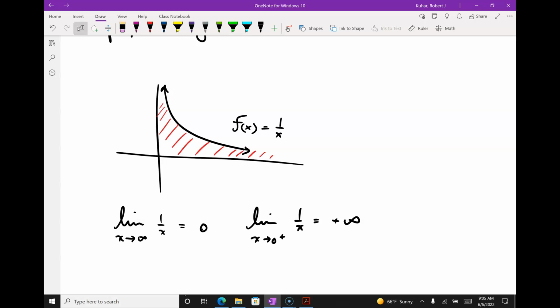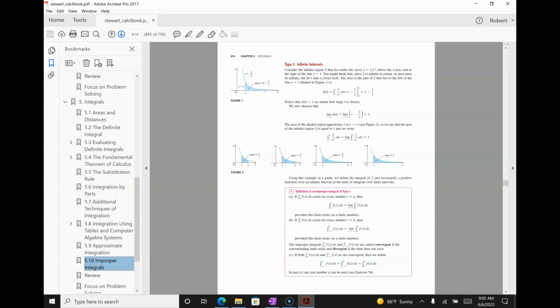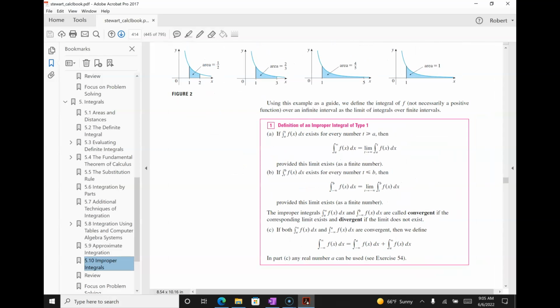So these are our two cases of improper integrals. If I have an integral where my function goes off to infinity as x goes to infinity, or if my function goes to infinity as x goes to a number. These are my two cases. And if you look at the textbook, of course they say it the same way. This particular box is saying it.